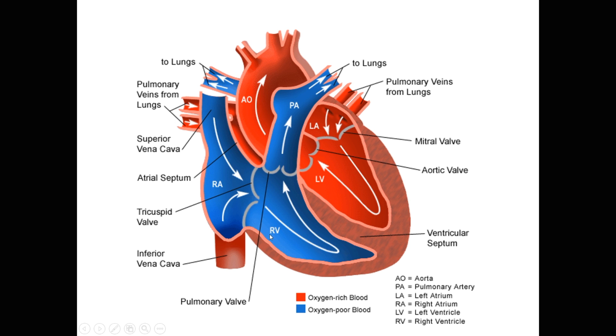And then when the ventricle relaxes, the atria will contract and push blood into the ventricles to fill them. This is known as diastole. So those 2 are the main phases.